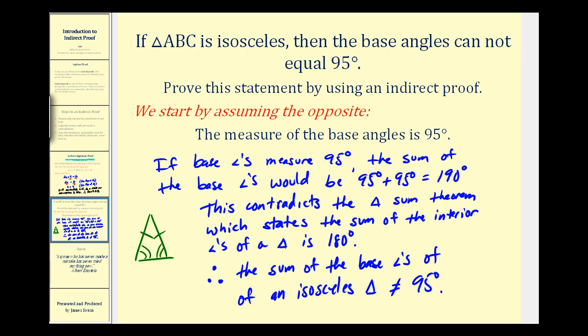I know these examples are pretty basic, but hopefully it gives you an idea of the format of indirect proof.